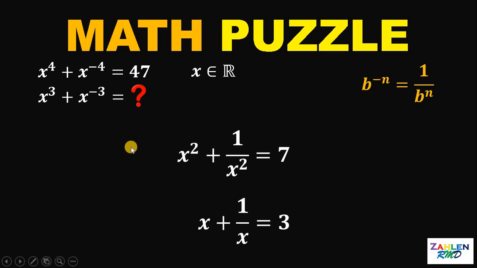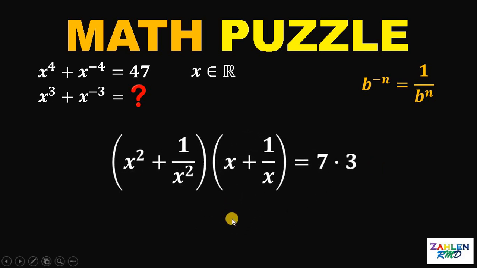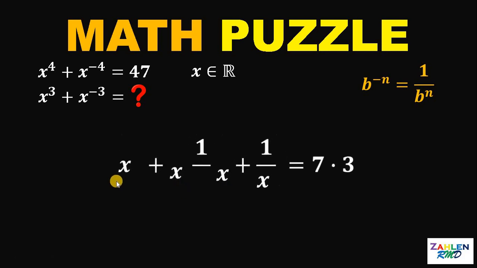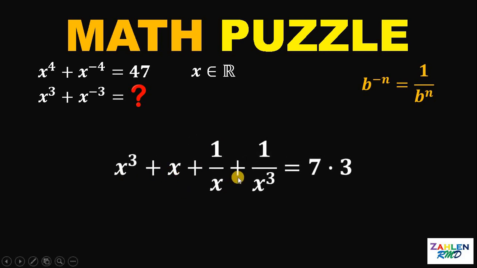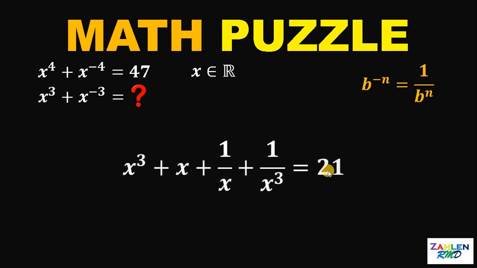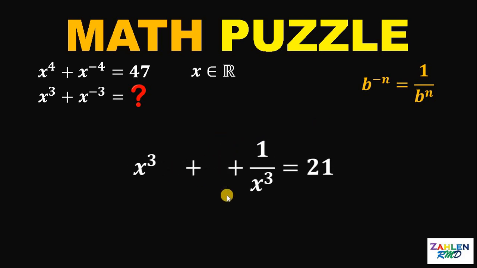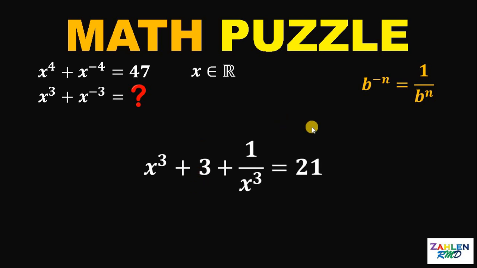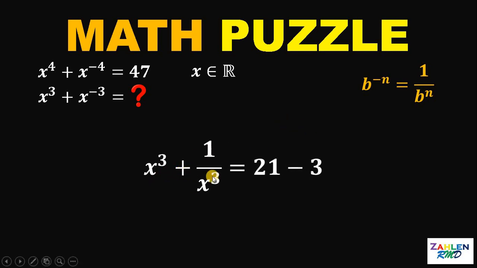So to achieve that, what we're going to do is to multiply these two resulting equations. So we have x squared plus 1 over x squared multiplied by x plus 1 over x equals 7 times 3. Now the left hand side is equivalent to x cubed plus x plus 1 over x plus 1 over x cubed, and the right hand side is just 21. Now at this point, take note that the value of x plus 1 over x is just 3. Now let's subtract 3 on both sides. So we have x cubed plus 1 over x cubed must be equivalent to 21 minus 3. And 21 minus 3 is just 18.